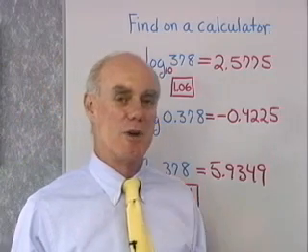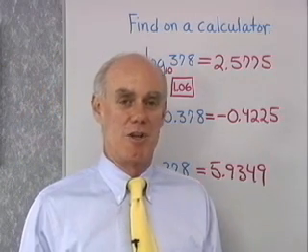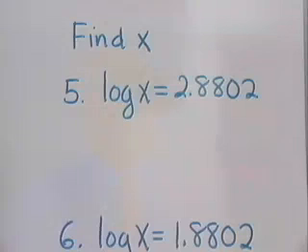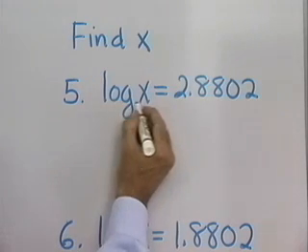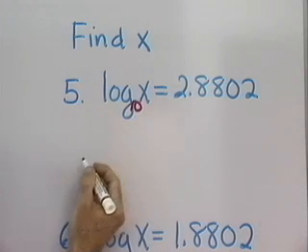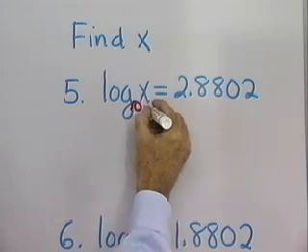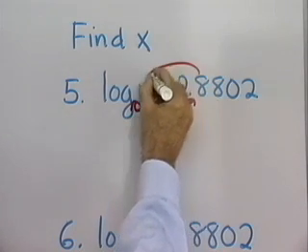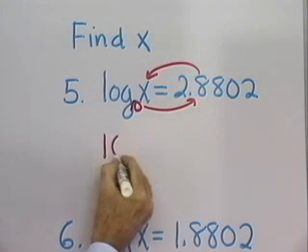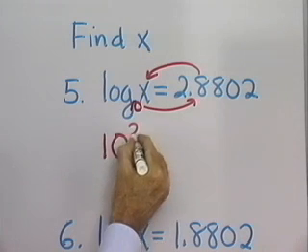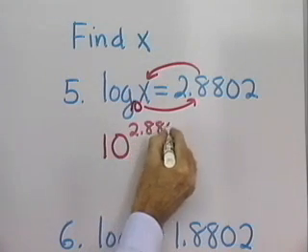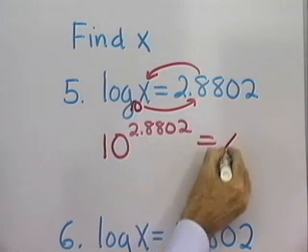Let's go in the other direction now, and given the logarithm, see if we can find the number it came from. First problem, log base 10 of x is 2.8802. So again, this is notation that implies that the base is 10. We know from our definition of logarithms that this means that 10 to this number must be equal to x. So this is the same as saying 10 to the 2.8802 is equal to x.